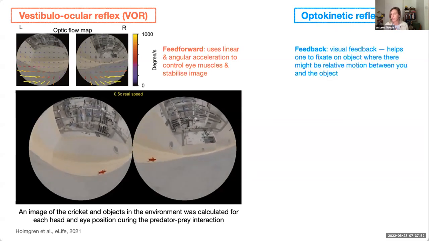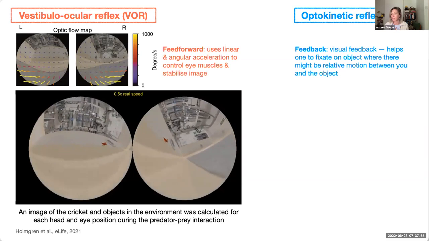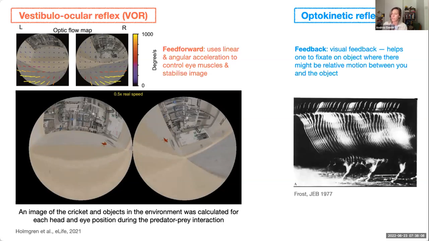So in contrast, the OKR, which is based on visual feedback, is used to fixate an object while there might be relative motion between the object and the observer. So in pigeons, the eye moves with the head. There's basically very little eye movement. So in this strobe photograph of a pigeon's head bob, you can see that there's a phase where they hold their head and eyes stable in space. And this suggests that it's equivalent to the pursuit phase of the optokinetic head movements.